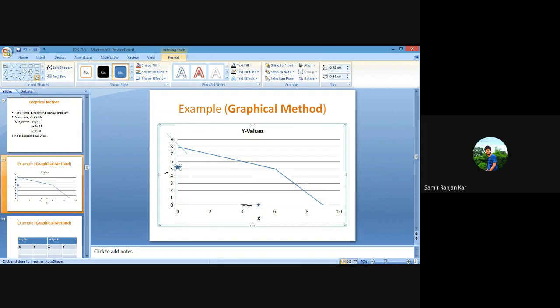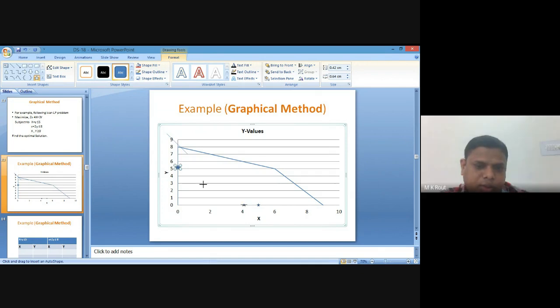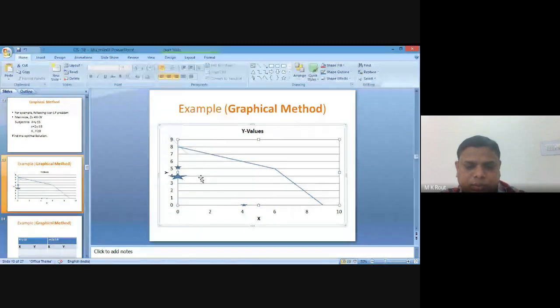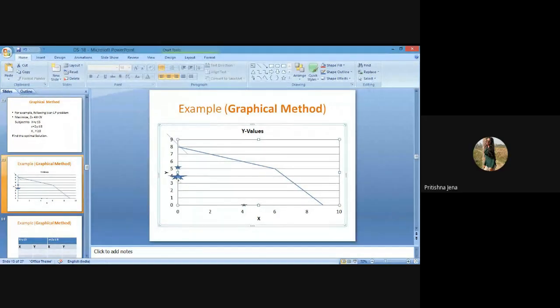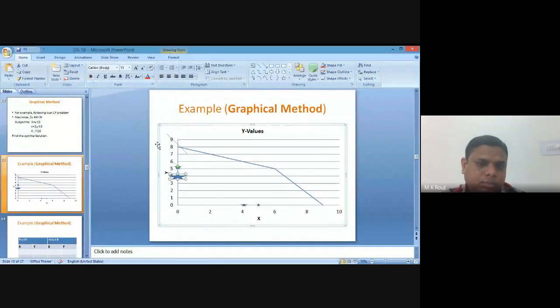Sir, x is equal to 0, y is equal to 4, so we don't need 4 for x. Oh, sorry. This one is taken as for y. Okay, so just minimize this one. Is it clear? The next, suppose y is equal to 0. What is the value of x? 8.